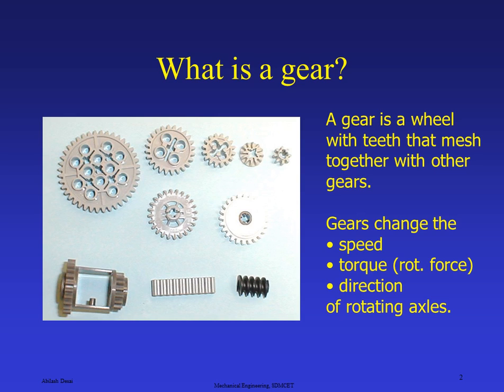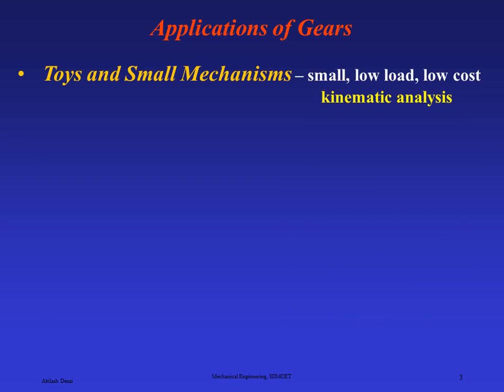So let us first understand what is a gear. A gear is a wheel having teeth that mesh together with other gears. Gears have different operations with respect to changing the speed, torque or direction of the rotating axles. So for all these purposes a gear is used. The gear is nothing but a device used for power transmission.